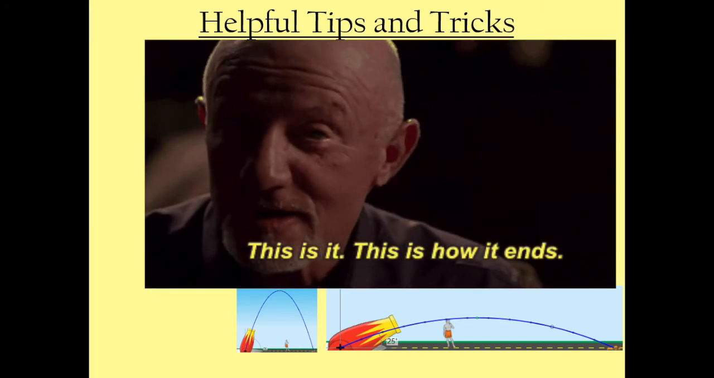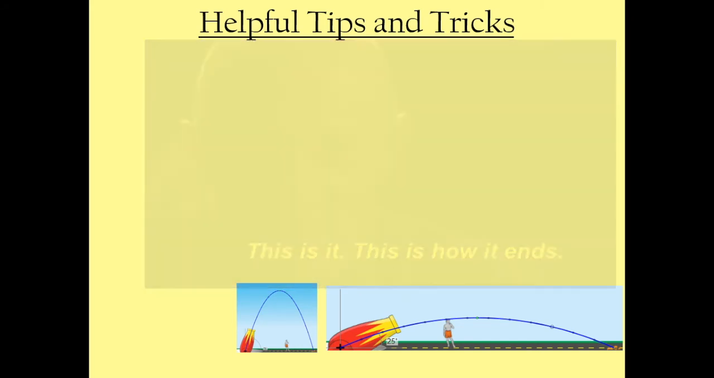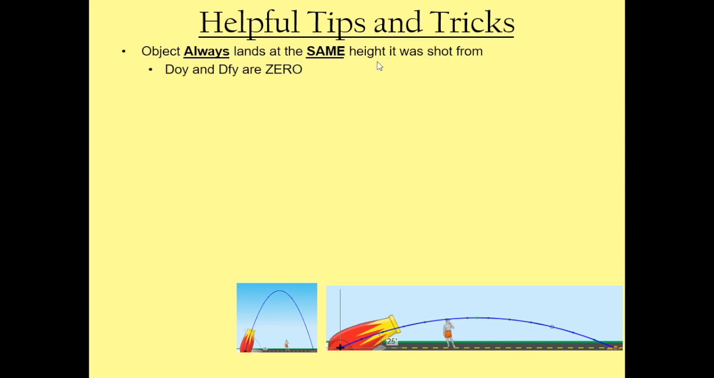All right, we've made it to the end again. Let's go ahead and talk about some helpful tips and tricks. The object will always land at the same height it was shot from. Therefore, our DOY and our DFY are always going to be 0.